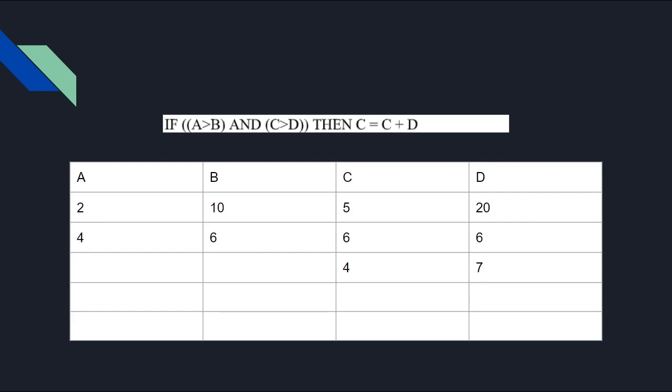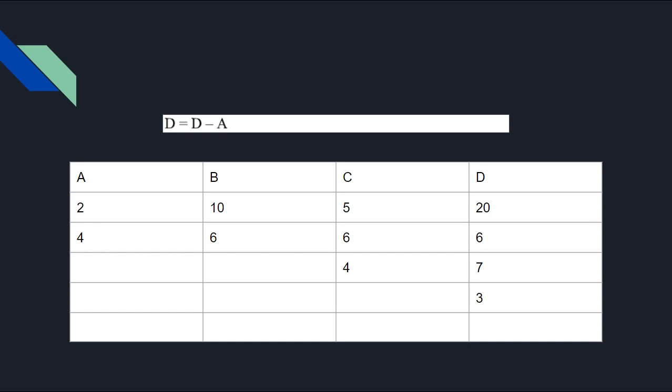Here we're checking two things. We're checking if A is greater than B and if C is greater than D. So A is not greater than B, and there's no else. So this is false because it's an AND. An AND would require both conditions to be true, and in this case, one of them is false. We don't even have to check the other one, so we don't execute the then. Next, D equals D minus A. D equals 7, A equals 4, so 7 minus 4 is 3, and that's our new value for D.